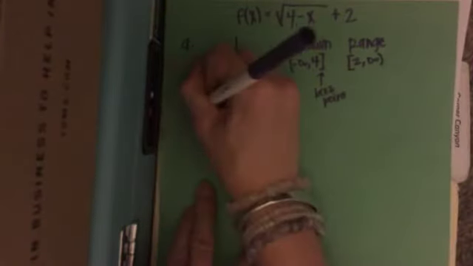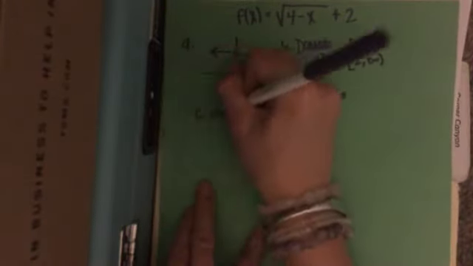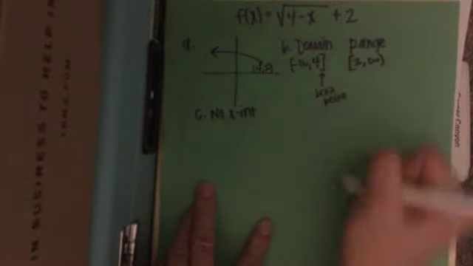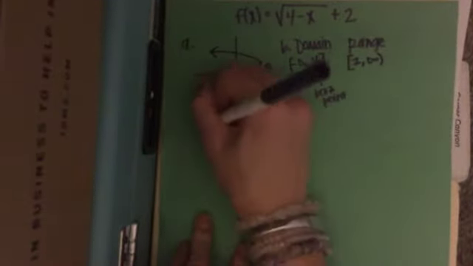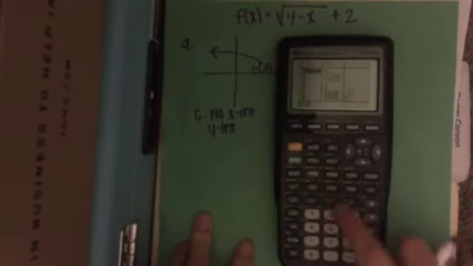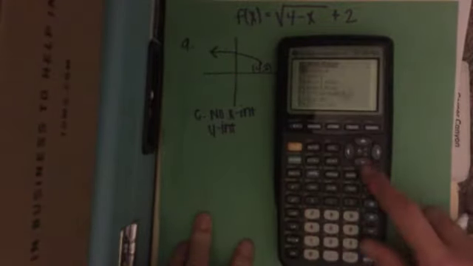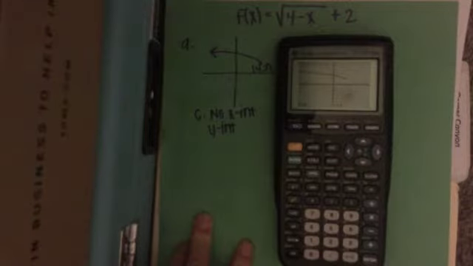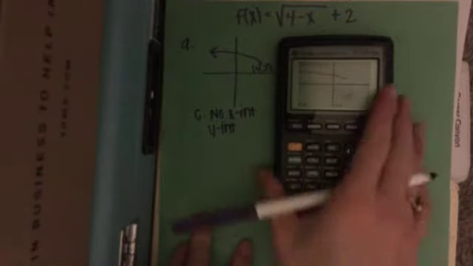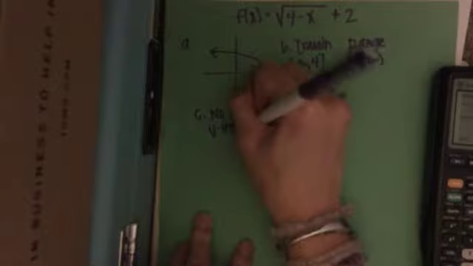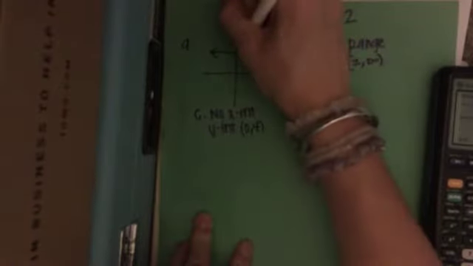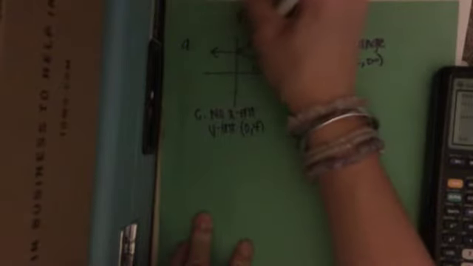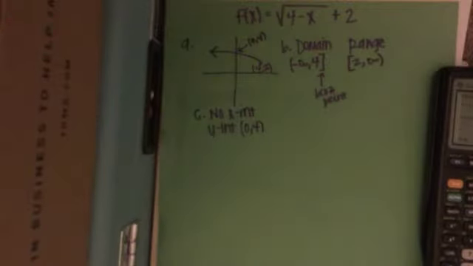Okay, intercepts. There are no x-intercepts. This never crosses the x-axis. For the y-intercept, I'm just going to use the calculator. So you go second trace, value, 0, and it's 0, 4. So my y-intercept is 0, 4. And we can label that. So that's 0, 4. It never hurts to label things. Whatever you find, I would label it. Okay.